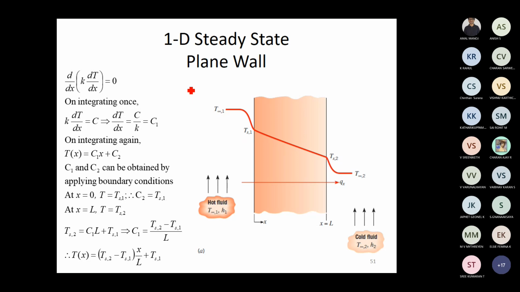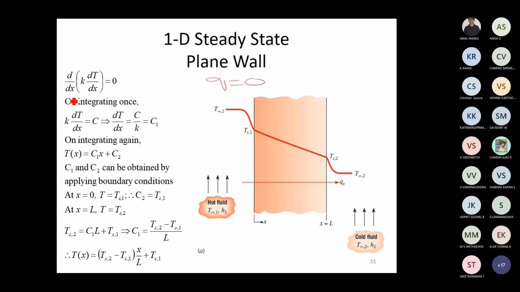So how to derive the temperature distribution inside a plane wall? That is what we will see now. The beginning of this is, we are assuming that it's a 1D steady state plane wall, and also the heat generation is 0. There is no heat generation.